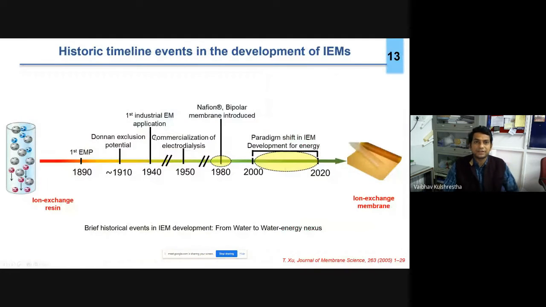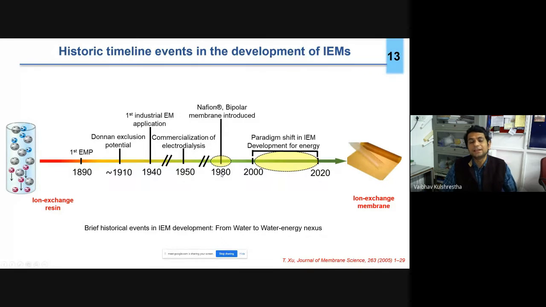So this is the historic timeline of events in the development of ion exchange membrane. The first electromembrane process started in 1819. Earlier we used an ion exchange membrane. In 1918, the first ion exchange membrane was developed. It was the Nafion membrane. Bipolar membrane was also introduced at the same time.